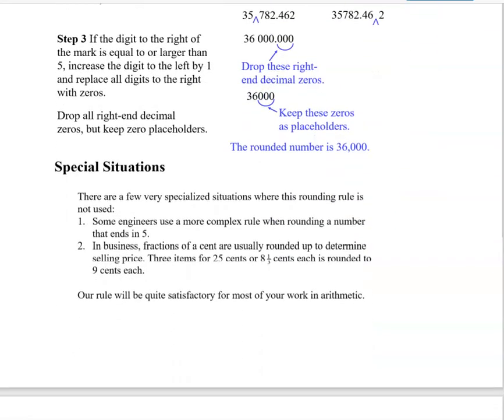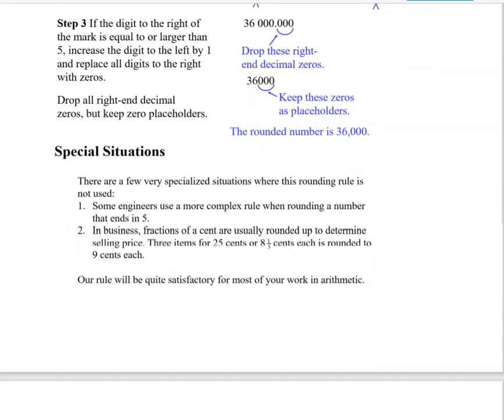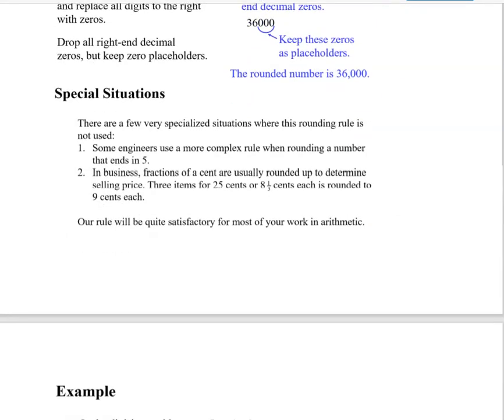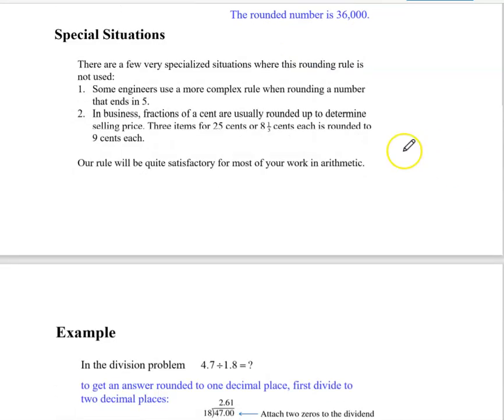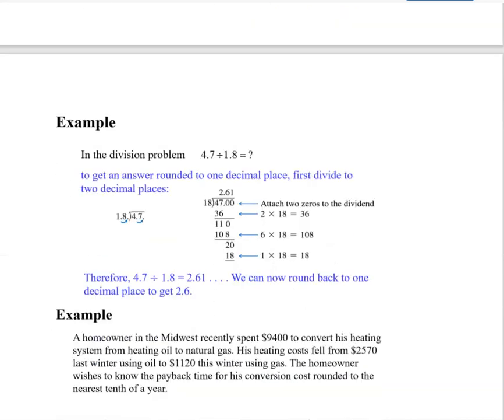There are a few specialized situations where this rounding is not used. Some engineers use a more complex rule when rounding a number that ends in 5. In business, fractions of a cent are usually rounded up to determine the selling price. So 3 items for 25 cents or 8 1/3 cents is rounded to 9 cents. So I know that we did a problem a while ago where we rounded up with money. They're saying they always round up with money. So if it's 0.3, then it doesn't matter if it's 5 or bigger, they're going to go ahead and round that up when it's talking about money.